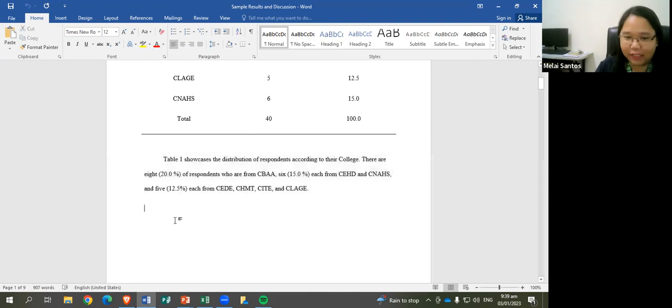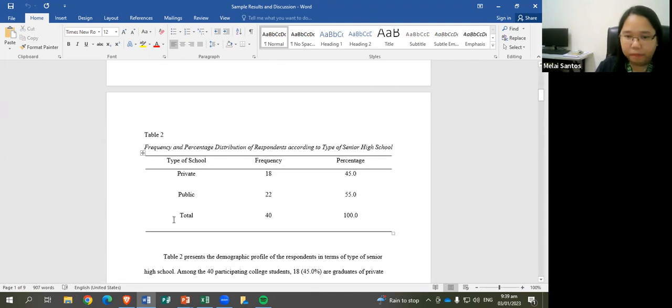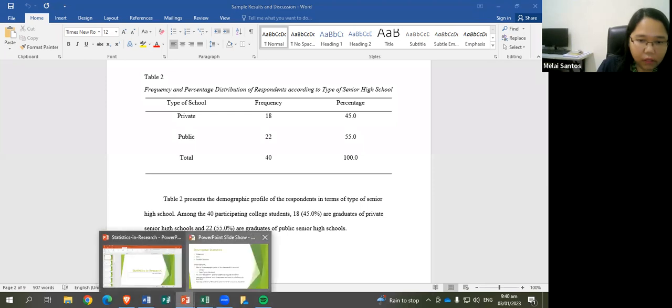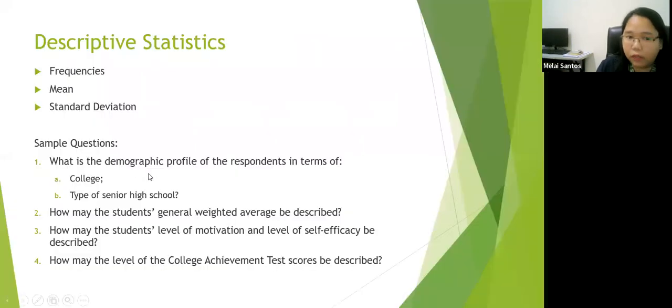Now we'll go to the next. So this is for the type of school. So this time the same thing. You'll just make use of frequency and then percentage. So 18 and 22, and then the interpretation. That's just it. You just have to give the descriptive statistics of that. Now, let's try again. So we're done with question number 1. Now, let's try to do question number 2.